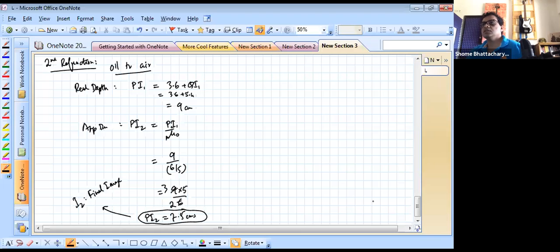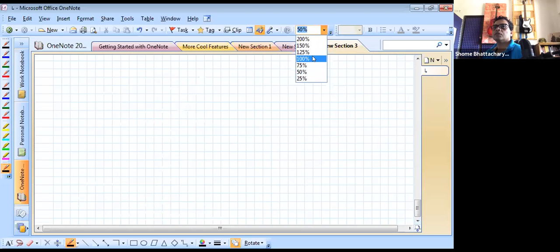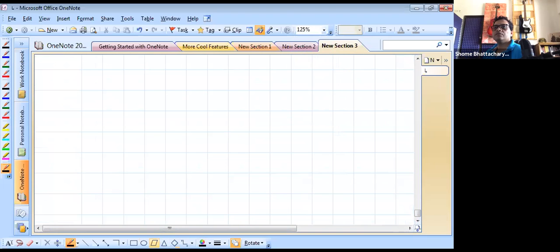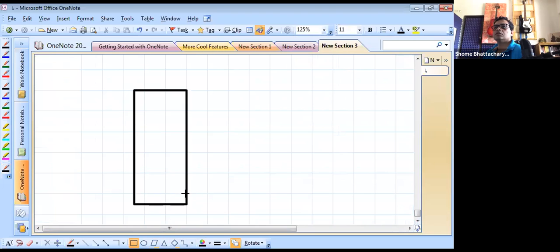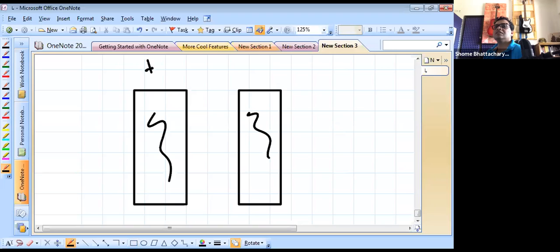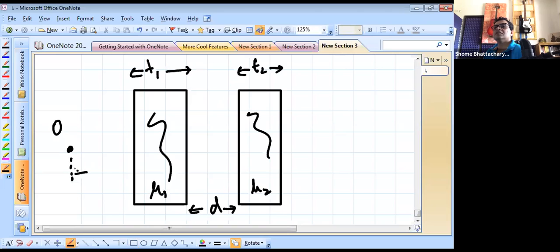Okay, people. So now let us see how we can use the slab formula very effectively over here. Aside from this problem, let's understand something before that. Suppose we have a combination of two slabs, one slab like this, another slab like this. They have some thickness T1 and T2 respectively, and refractive indices mu1 and mu2 respectively, and the gap between them is D, and we have a point object somewhere over here, at a distance X.